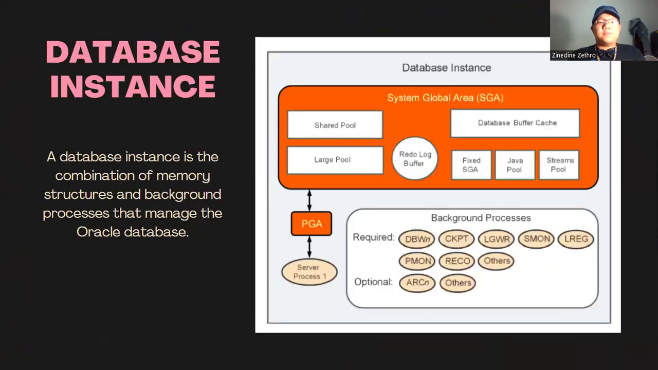Then let's talk about the database instance itself. So here is a graph of the database instance. So inside the database instance, there are three main parts, which are very important. First of all is the system global area, the program global area, and background processes. All three of which we will be discussing after this. But what is a database instance itself? A database instance is the combination of memory structures and background processes that manage the Oracle database. That is the basic understanding of what a database instance is.